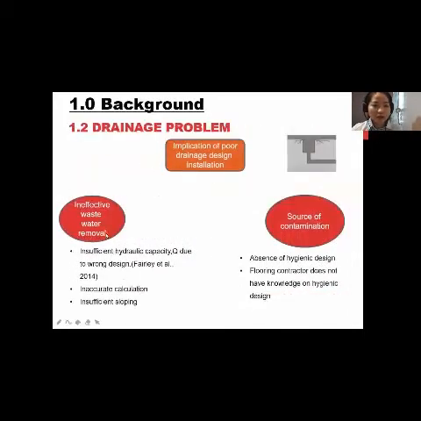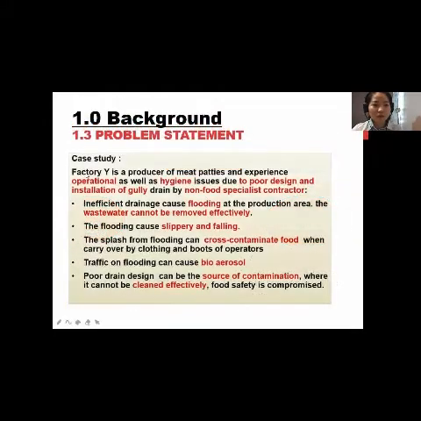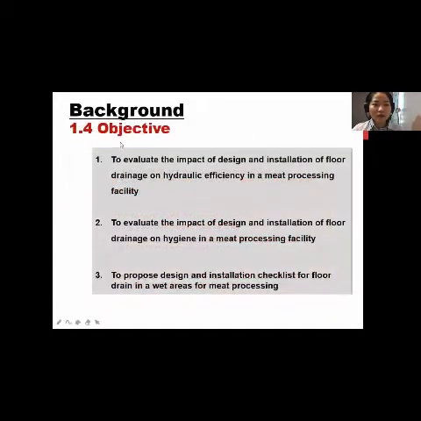A poor drain will have ineffective wastewater removal and can be a source of food contamination problems. Factory Y is a producer of burger meat patties. They are having flooding and hygiene issues due to poor design and installation. So my objective is to evaluate the impact of design and installation of floor drain on hydraulic efficiency and also hygiene efficiency in the meat processing facility.